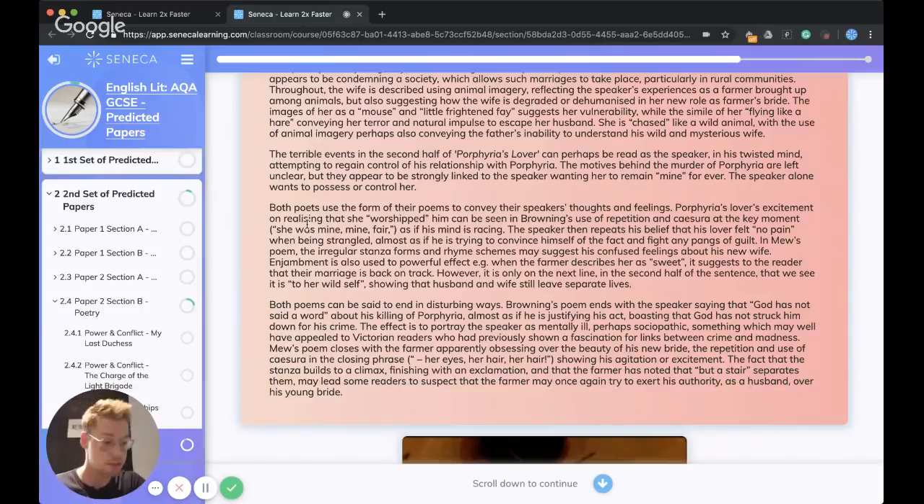so again, these are really good paragraphs because they highlight how important it is to compare. Both poets use the form of their poems to convey the speaker's thoughts and feelings. I'll let you guys read it. You're probably sick of my voice, so you don't want to hear me read out a paragraph. But again, key things I would take out, look at that nice embedded quotation. We're giving more than one piece of evidence at every point, and we're analyzing the evidence in more than one way.